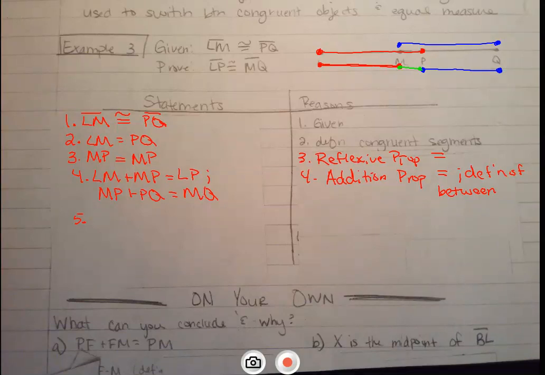Okay. All right, so where to now? LP equals MQ. Good. And how do you get that?